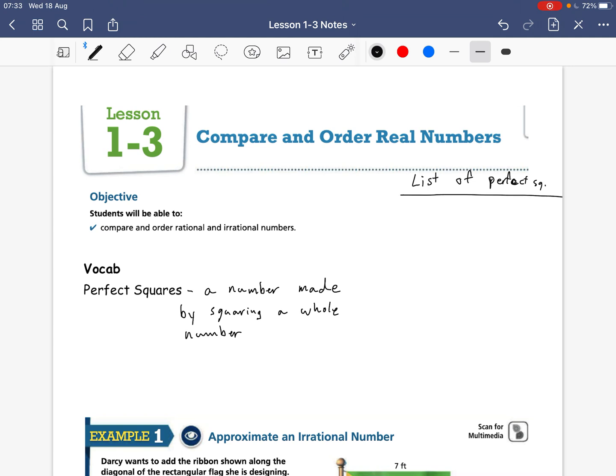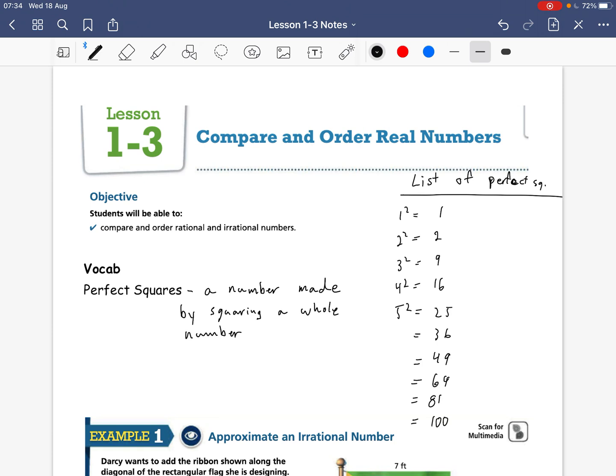Okay? So we would have 1 squared is a perfect square. 1 squared is 1. 2 squared is 4. 3 squared is 9. 4 squared, 16. So our list of perfect squares continues. 5 squared is 25. Then we would have 36, that would be 6 times 6, so 6 squared. 7 squared is 49. 8 squared is 64. 9 squared is 81. 10 squared would be 100.